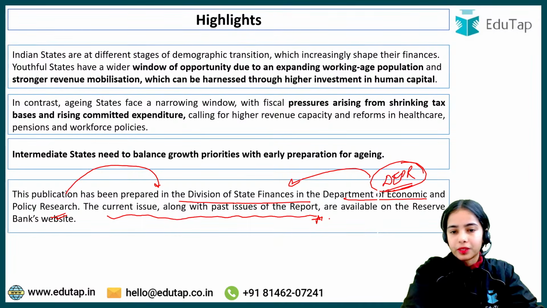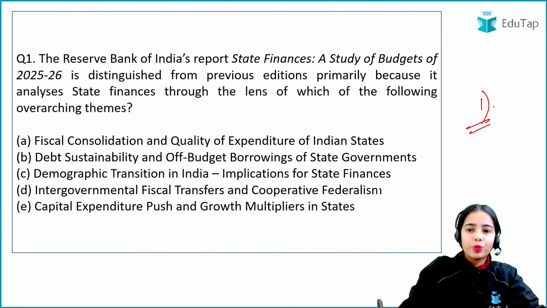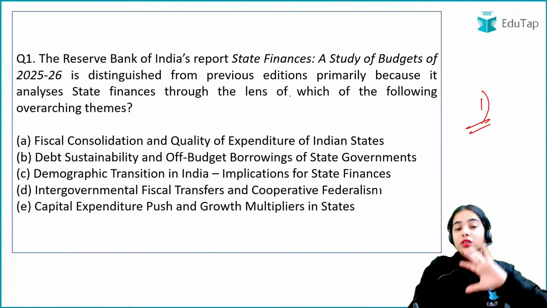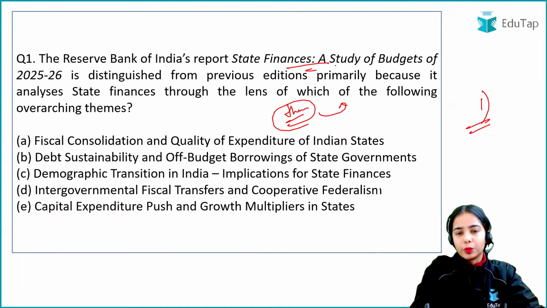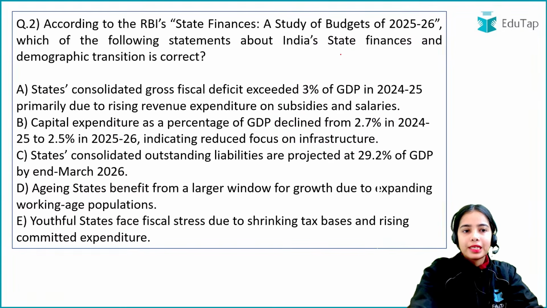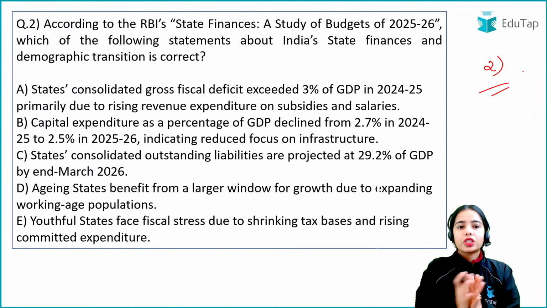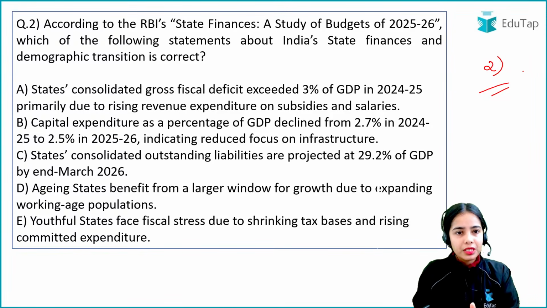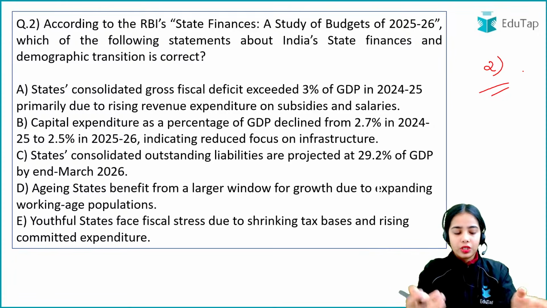Any confusion, anyone? So this is it for today, and I hope this is clear. This is the first question. I hope you will be easily able to answer this question. The basic idea or the basic theme you need to know for the report. The second question is encompassing whatever we have studied in today's session. So the different data points that are important from this report, as well as the understanding that we have got about the youthful, aging and intermediate population. So this is the idea.